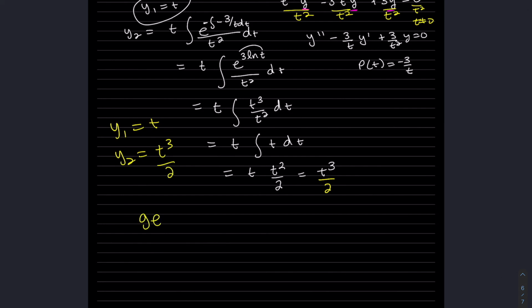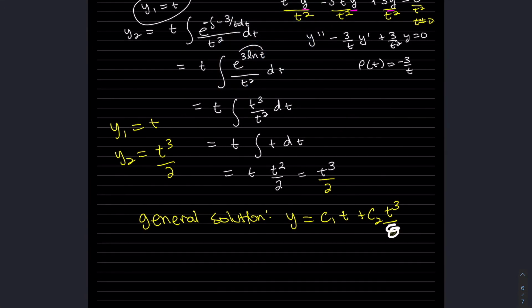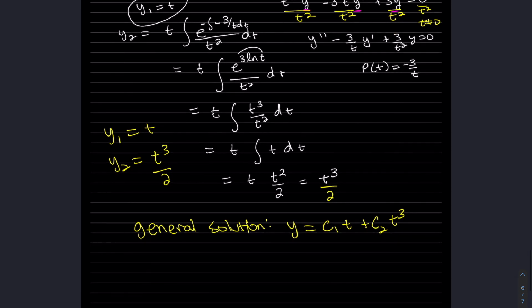Our general solution is y equals c1t plus c2 t to the third. So that divided by 2 gets absorbed. So we don't really need it in that constant.